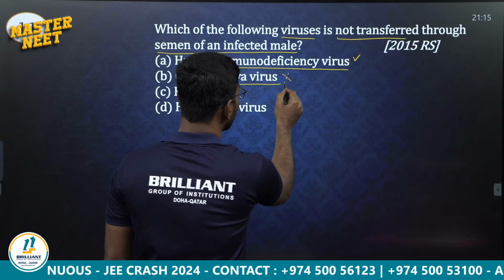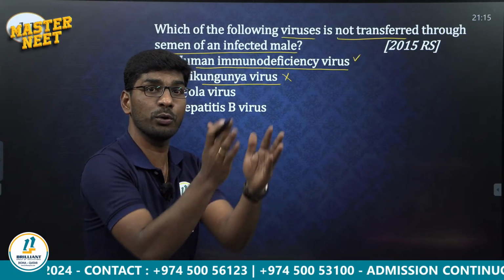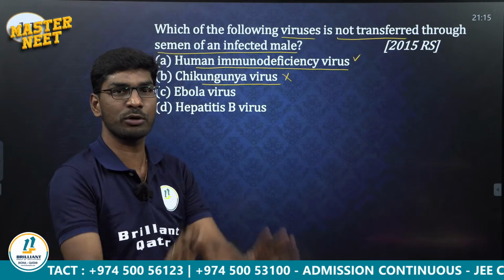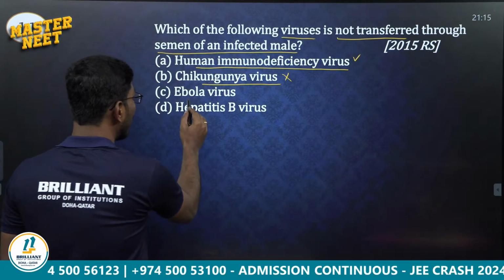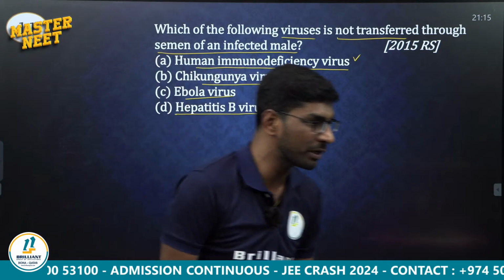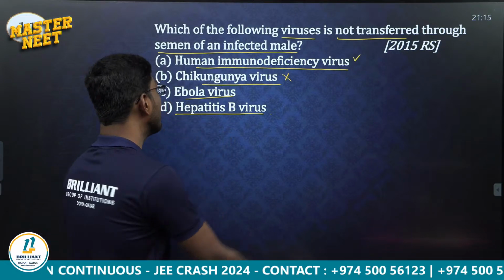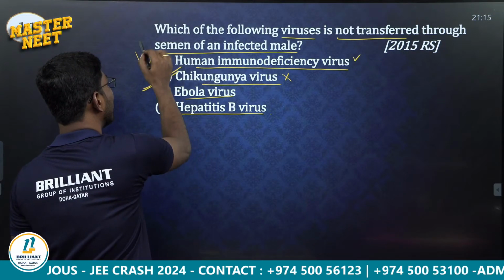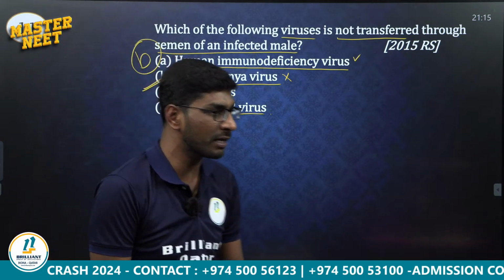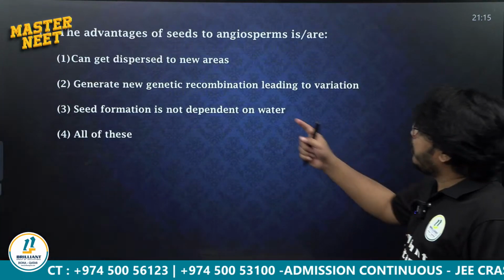Chikungunya is spread through a vector mosquito, and it is also a viral disease. It's not from semen. Ebola virus and also hepatitis B are given. Can any one of you tell me here? Yes. Chikungunya is not going to transmit through semen. So I am going to write option B is the right answer. Am I clear? Right, very good, absolutely.